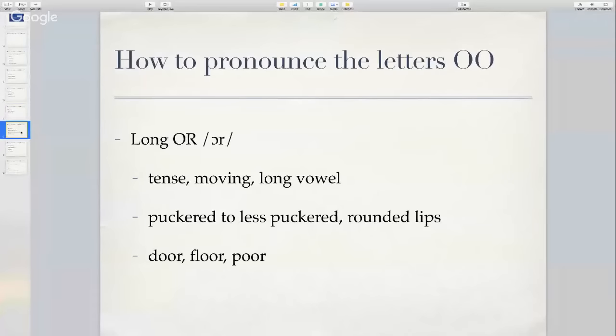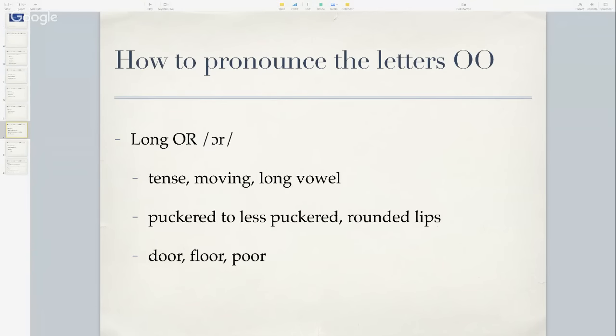All right, moving right along, we have the long or combination. This is a tense, moving, long vowel. So what do I mean by that? Actually, let me stop sharing so you can see this. Some vowels in English are actually two vowels put together, and they make a brand new vowel. This is one of those cases. An R can be a vowel sometimes, and sometimes it can be a consonant. In this situation, we are going to move because we have two vowels together.